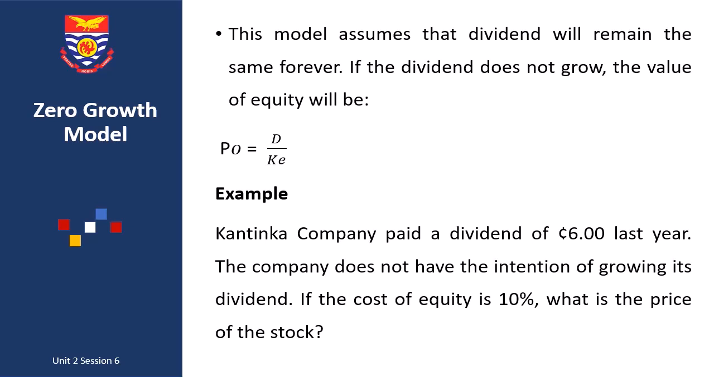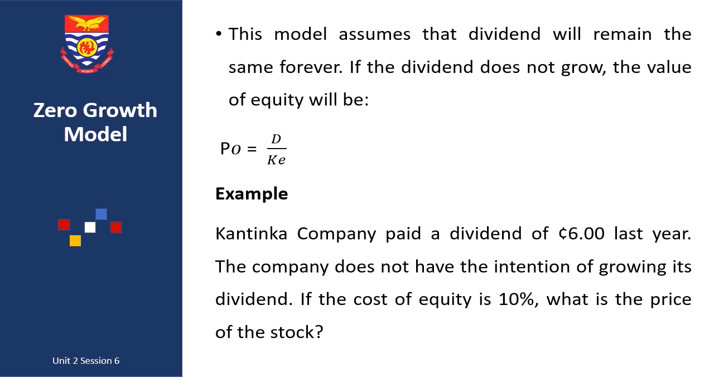If it does not grow, it means that the dividend will be the same for all the years. So when there is zero growth, we use the perpetuity formula, which is: the price of the share will be the dividend over the cost of the equity. So let's try with this example.